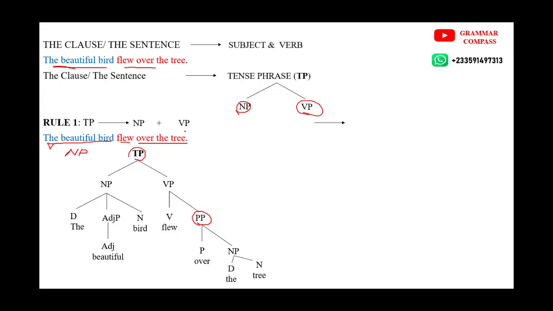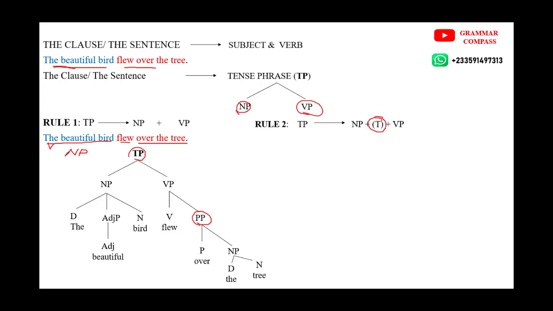Let us talk about the second rule of the tense phrase. This is rule number 2 for the tense phrase. A tense phrase consists of NP, T, and a VP, meaning the tense phrase can consist of a noun phrase, a T, and a VP. This is the new element that has been introduced in the TP rule. What does the T stand for? The T is any category that falls under modals and auxiliaries, which means that in a sentence, if you have a modal or an auxiliary, it will be the T part.